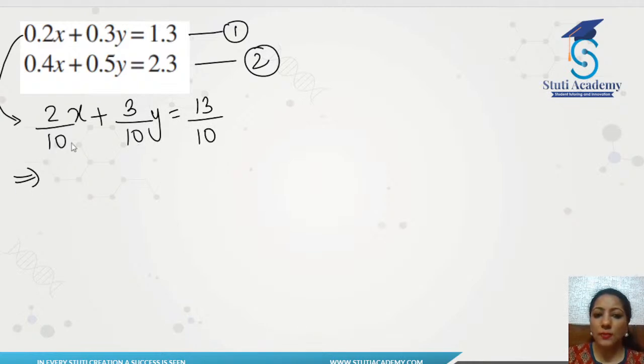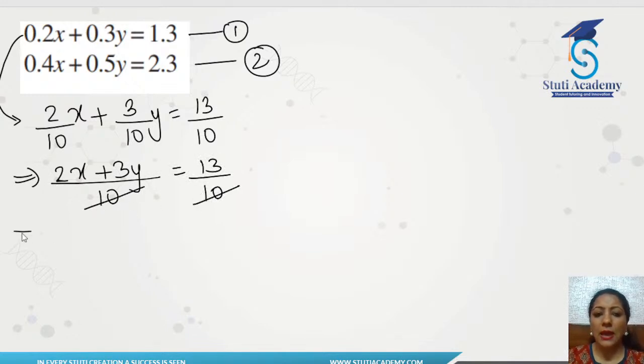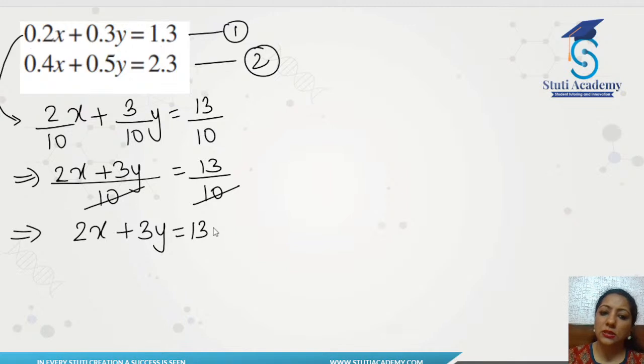Now we can see here the denominators are same. So we can write this as 2x plus 3y over 10 is equal to 13 upon 10. We can cancel out these denominators and then we will get 2x plus 3y is equal to 13. So this is the simplified form for the first equation. I have written this first equation in this form. Let's name this as equation 3. So instead of now using the first equation, I'll be using the third equation.